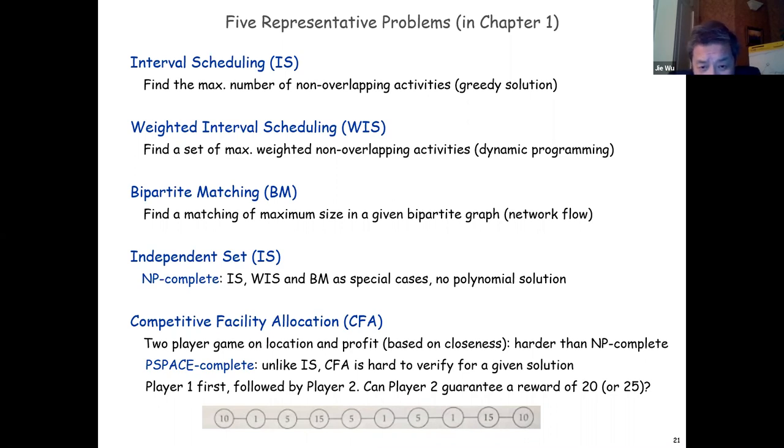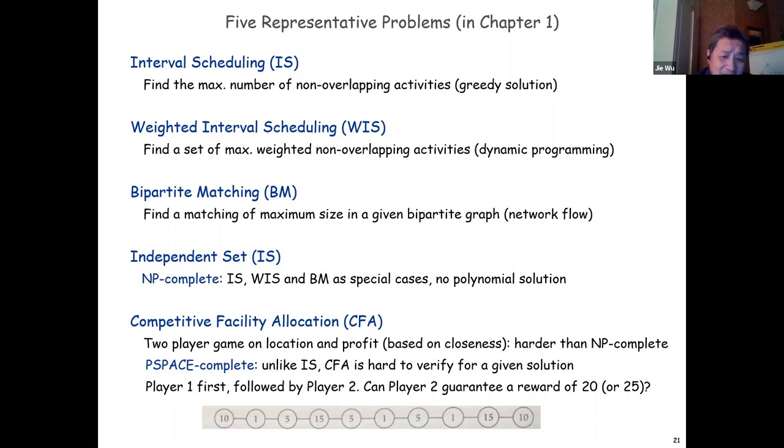But if I ask you this question, can player two guarantee a reward of 20, no matter how player one played? The answer actually is yes. You can try, no matter where the first restaurant owner places the location, player two can always find another location that can attract at least 20 customers. But another question: can player two always guarantee a reward of 25 if he's the second one to select the location? In fact, this one is no. Meaning there's always a strategy for player one to pick a location such that, no matter how you play, you cannot get 25, right? So this is a kind of game problem.